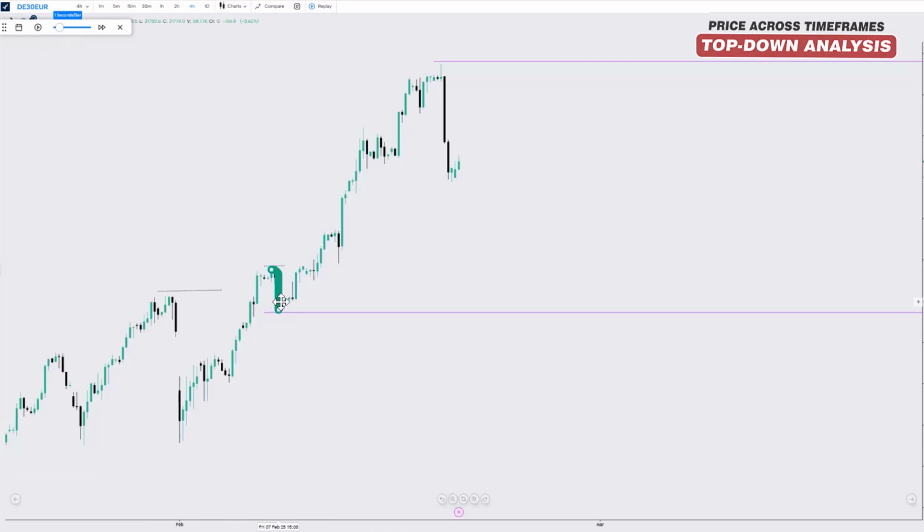Now, if we want to consider the most valid pullback on this particular time frame, which is the 4 hours time frame, a lot of people are going to focus on this particular one we have right here as the most valid pullback. Why? It's a three candle pullback.